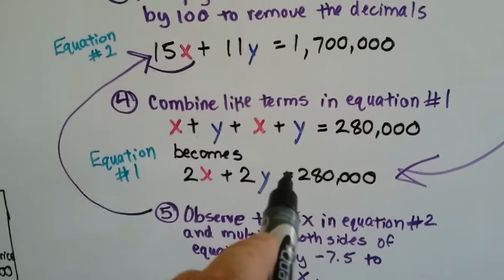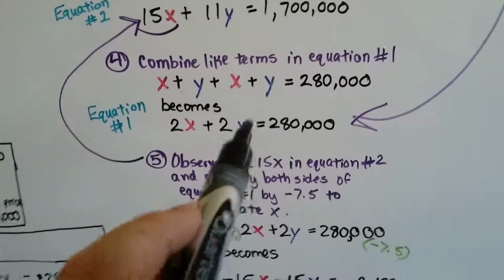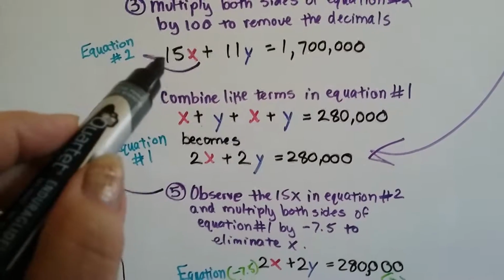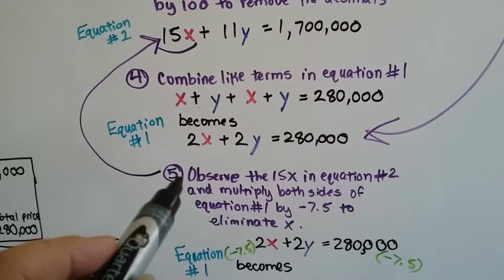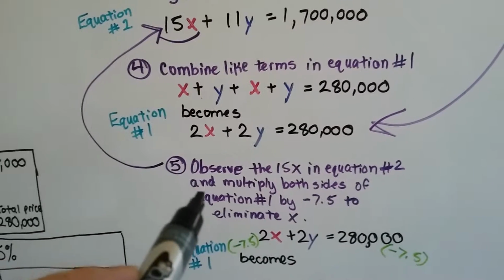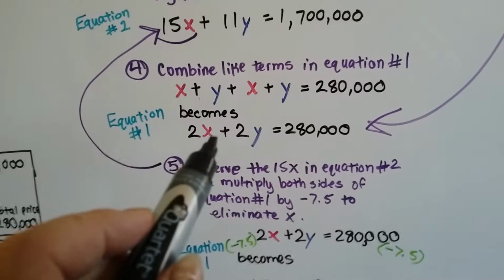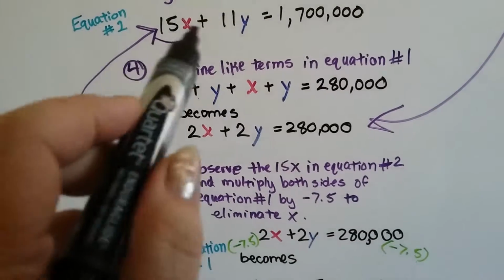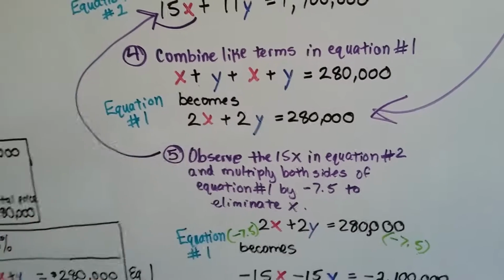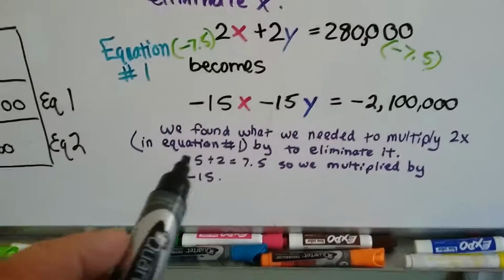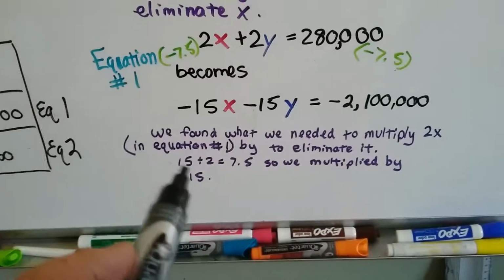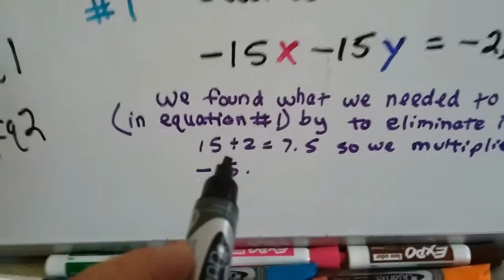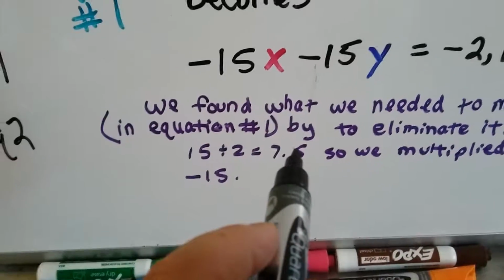All right? So here's the next step, and I want you to watch very closely. Observe this 15x in equation 2. We're going to multiply both sides of equation 1, the 2x plus 2y, by negative 7.5 to eliminate this x. Now, why did I do that? Well, we found what we needed to multiply 2x by in equation 1 to eliminate it. See, 15 divided by 2 equals 7.5.